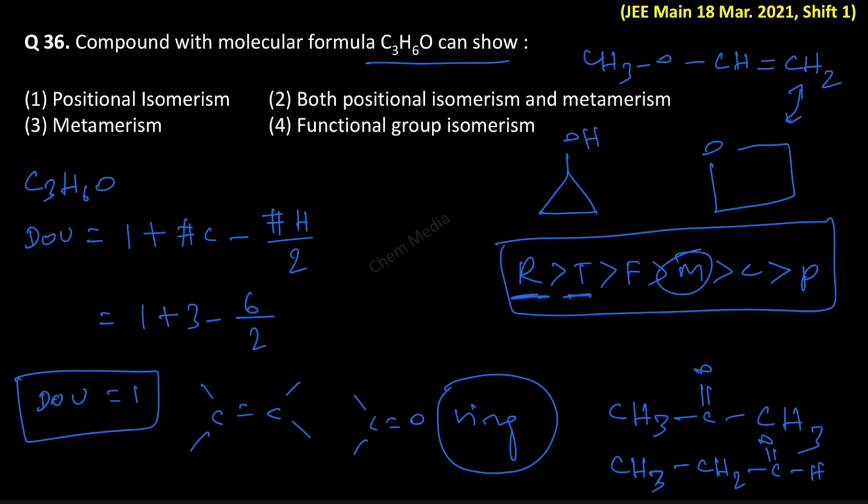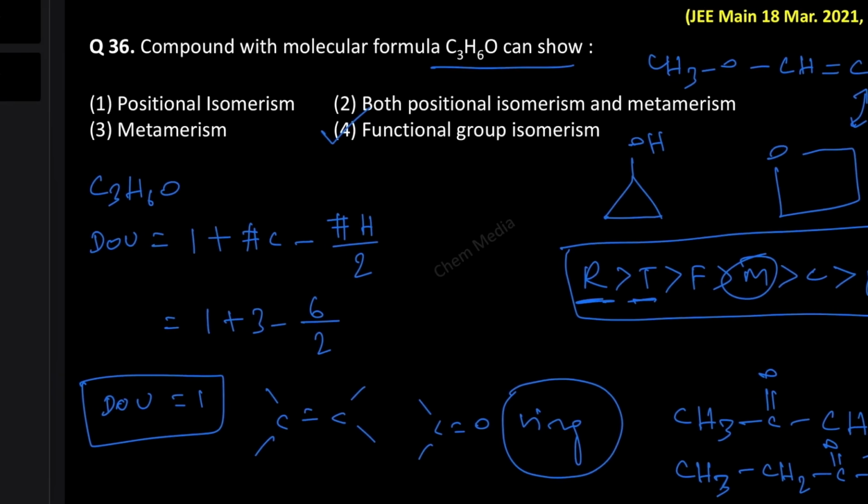In propanal, the functional group is aldehyde. In propan-2-one, that is acetone, the functional group is ketone. So, therefore, we have to consider functional group isomerism as the correct choice here. If you are considering prop-1-en-2-ol and prop-2-en-1-ol, let us write the structures of those two.